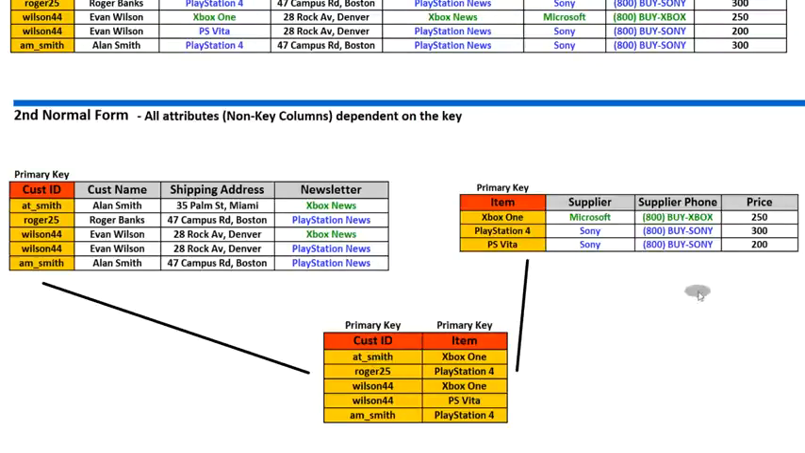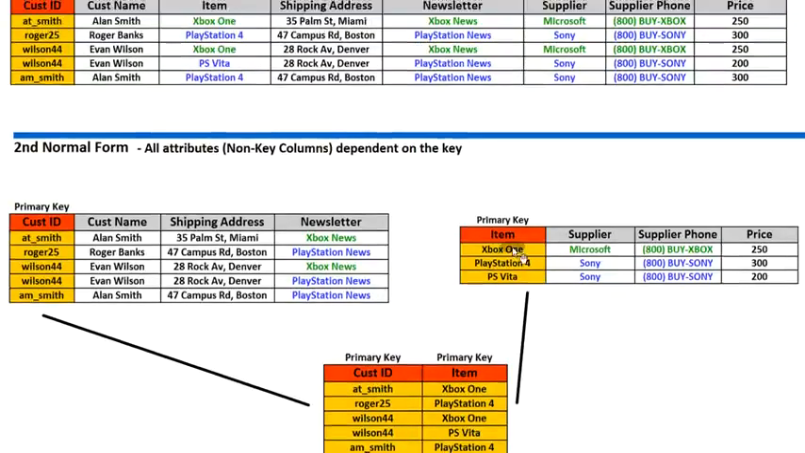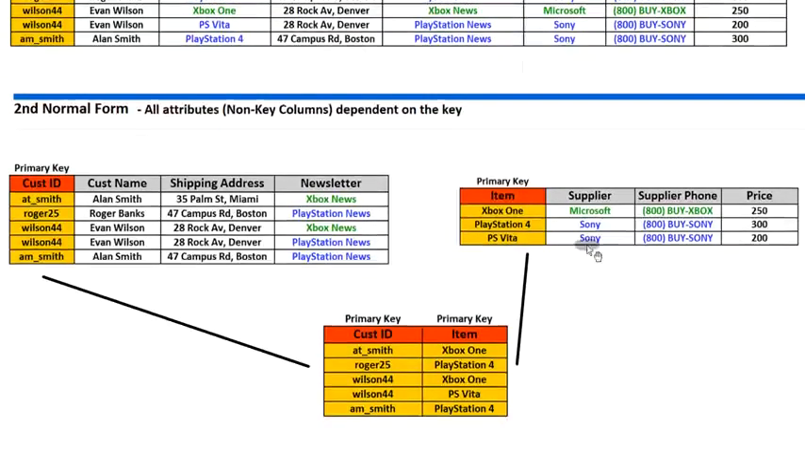And now these entries, AT Smith bought an Xbox One, is over here. So this guy bought this, and Roger 25 bought a PlayStation 4, Wilson 44 bought an Xbox One and the Vita, and AM Smith bought a PlayStation 4. So the transactions are here, and now this and this are lookup tables.